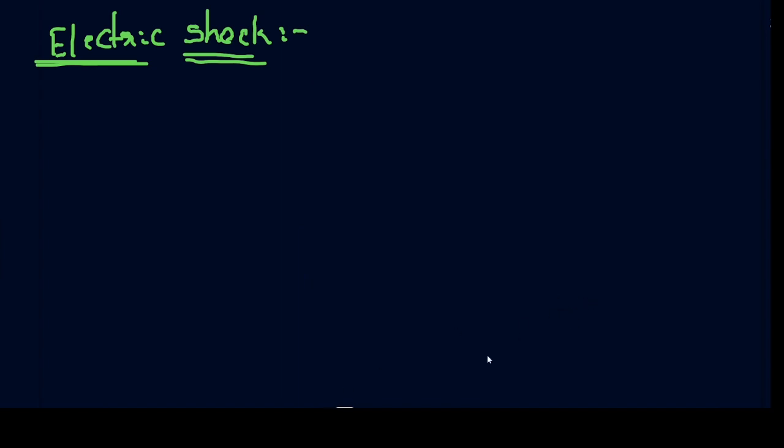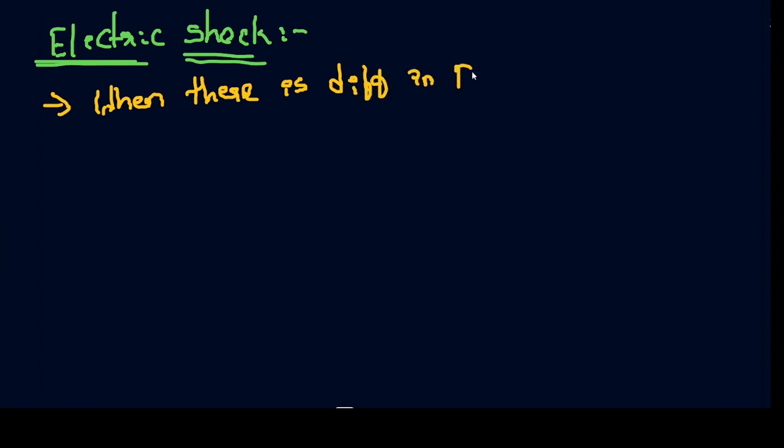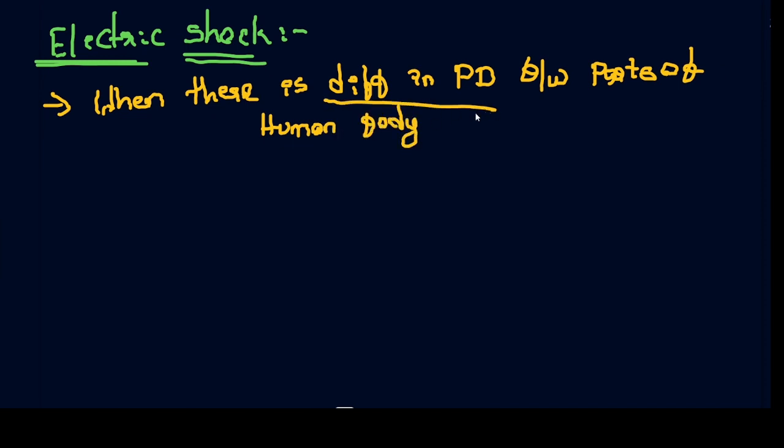Whenever there is a difference in potential difference between parts of the human body, then what happens? Due to this potential difference, current flows, right?